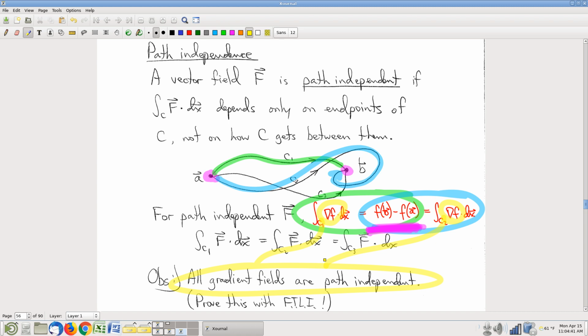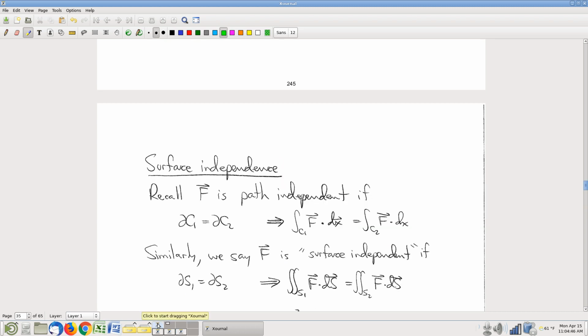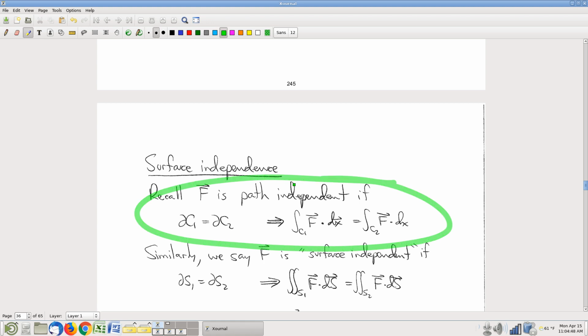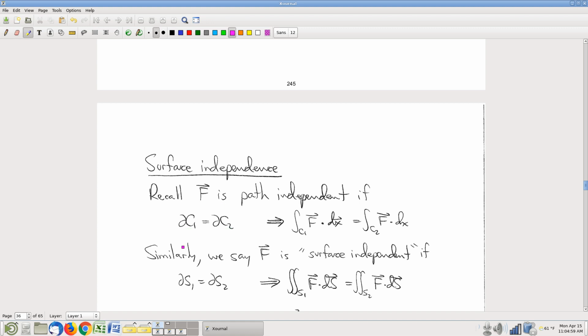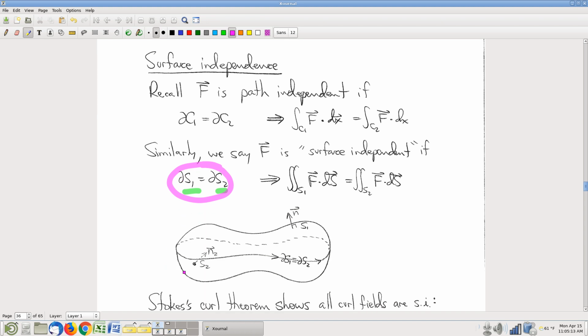So there is an analogous fact about surfaces. Path independence says any two paths with the same boundary points, a certain property holds. Surface independence refers to a requirement involving any two surfaces having the same boundary curves. So the picture is a little harder to draw. Here it is.